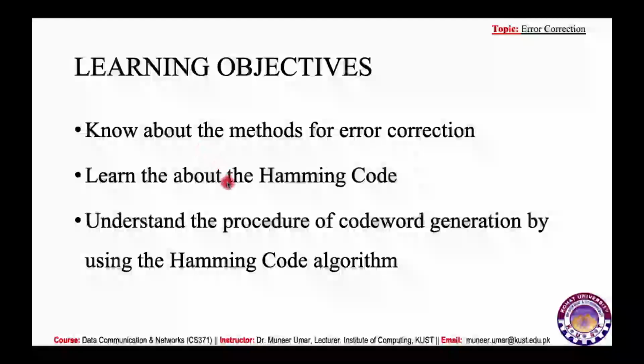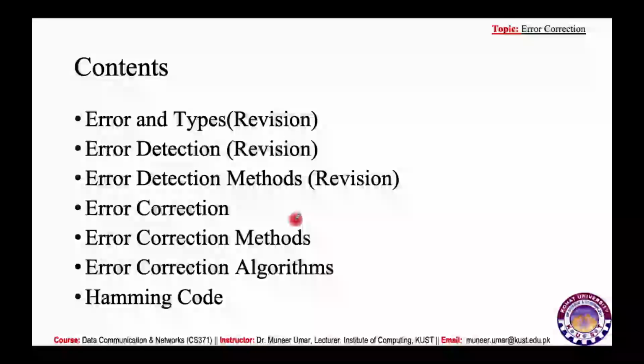Then we will learn about the Hamming code and understand the procedure of code word generation by using the Hamming code algorithm. We will have one example for Hamming code and we will process that example by using the steps of the Hamming code algorithm. So these are the contents for our today's lecture.